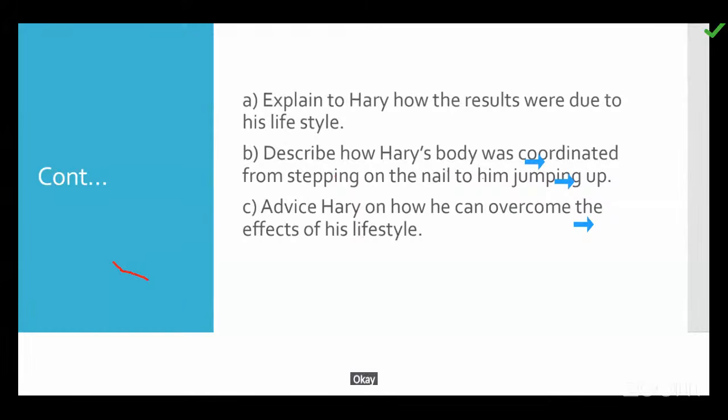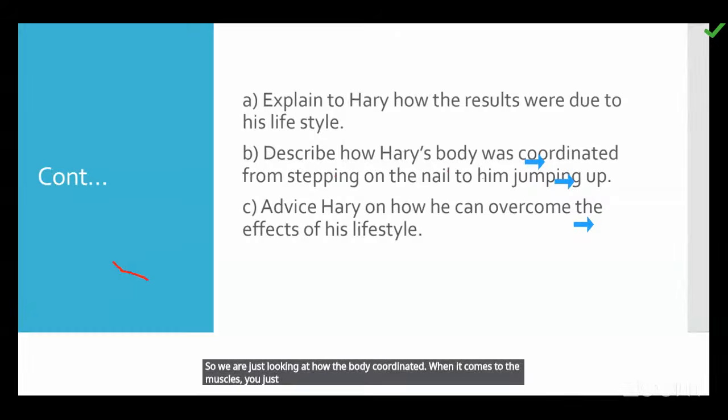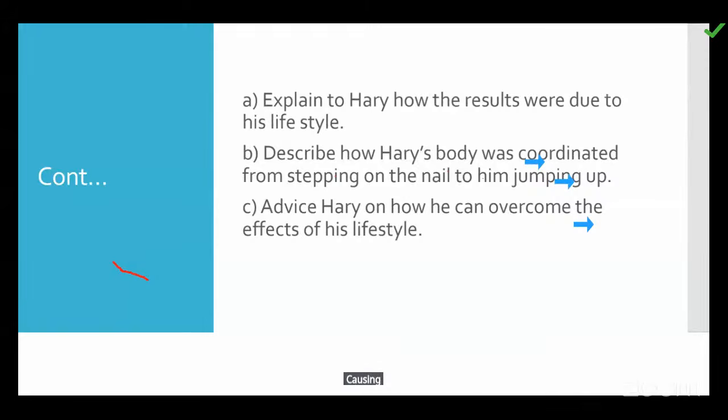Okay. So we are just looking at how the body coordinated. When it comes to the muscles, you just need to talk about them contracting and relaxing, causing him to jump.